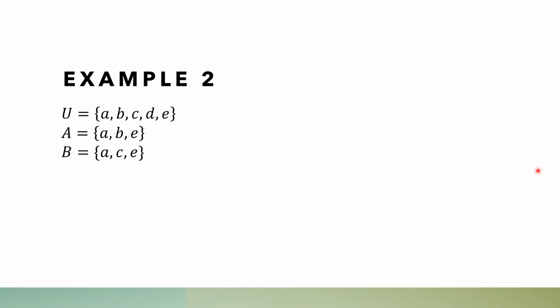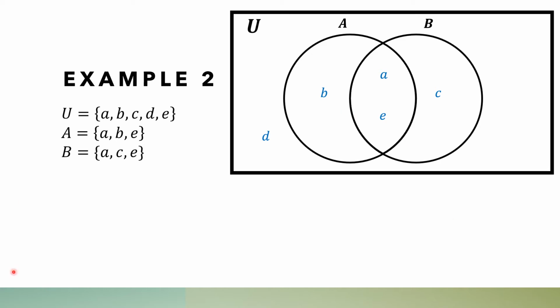Let's have another example. Given the universal set as A, B, C, D, E, set A is A, B, E, and set B is equal to A, C, E. Let's visualize the universal set, set A, and then set B. These are joint sets because they have common elements or common members, such as A and E.